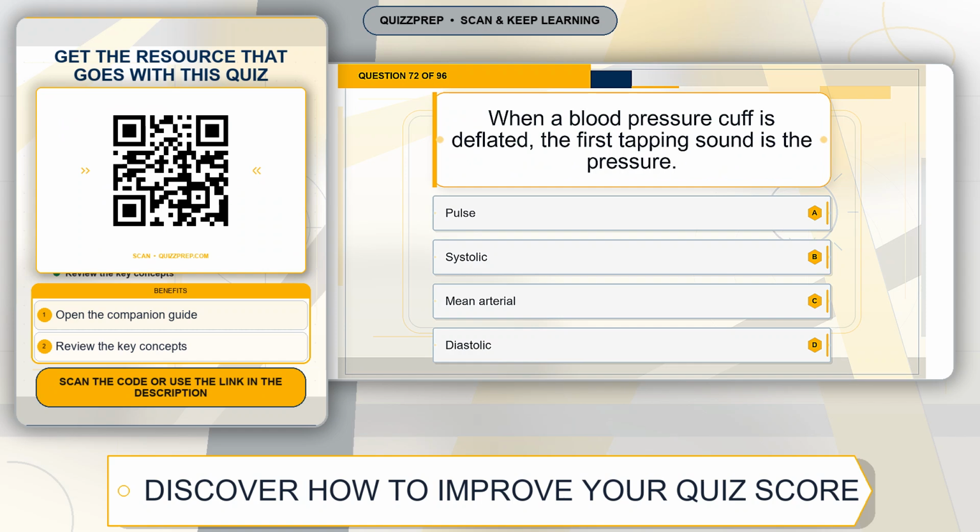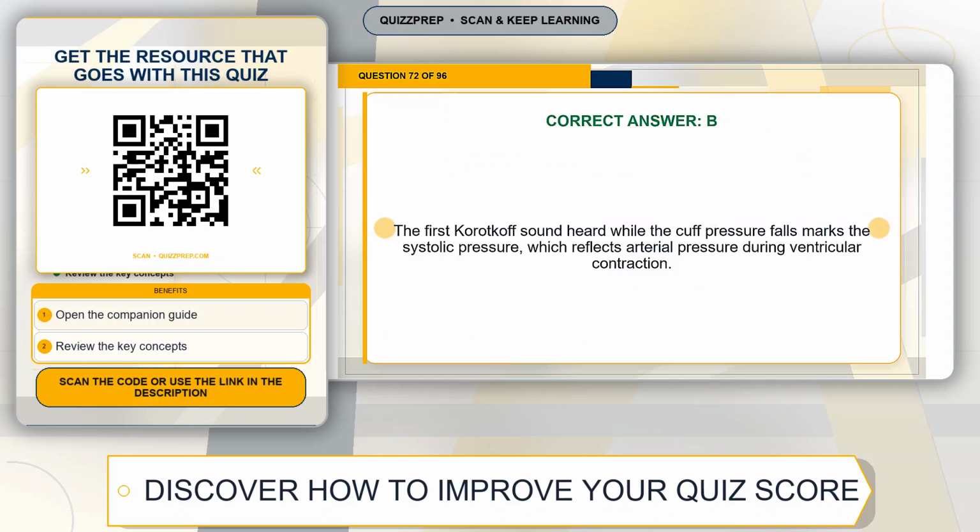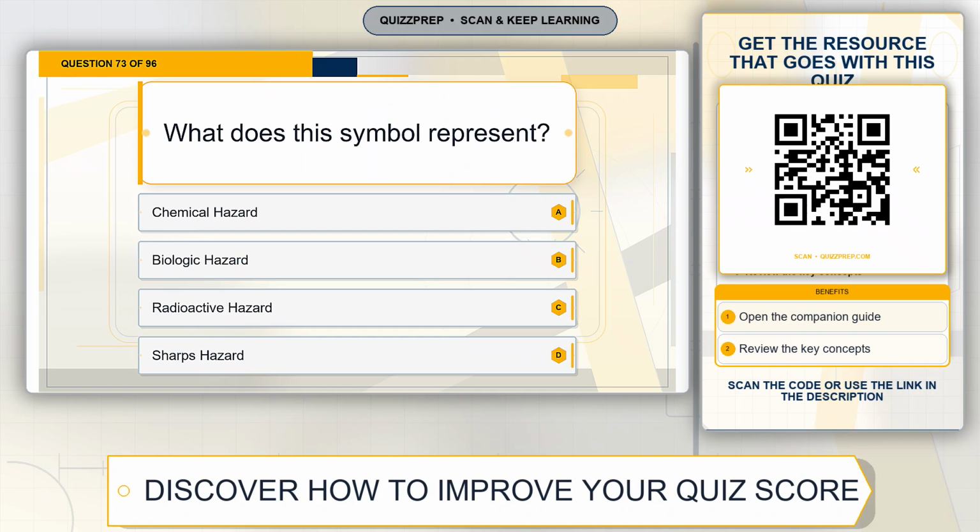Question 72. When a blood pressure cuff is deflated, the first tapping sound is the pressure. Option A, pulse. Option B, systolic. Option C, mean arterial. Option D, diastolic. The correct answer is option B, systolic. Explanation. The first Korotkoff sound heard while the cuff pressure falls marks the systolic pressure, which reflects arterial pressure during ventricular contraction.